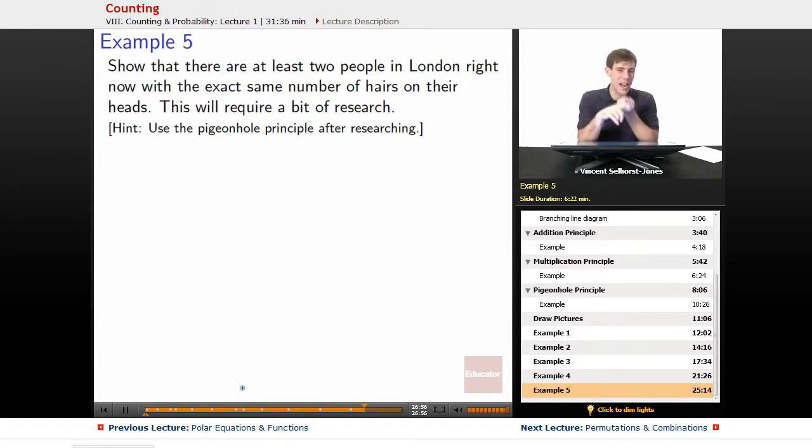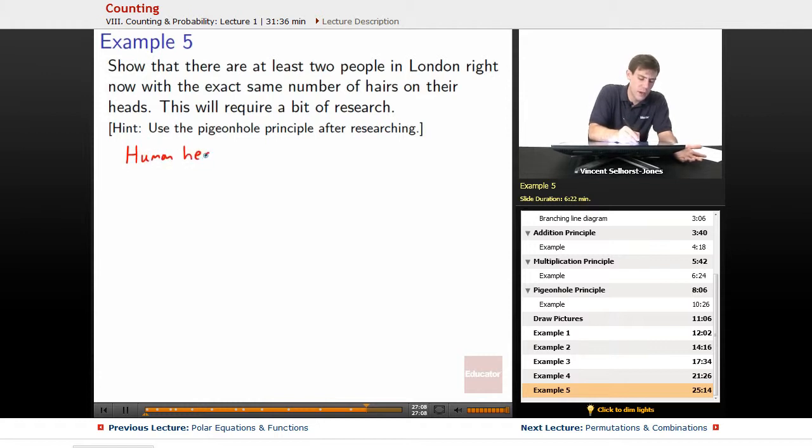So we're talking about hairs on heads, and we're talking about London. First let's look into hairs on a head. So we look into how many hairs are on a human head, assuming they have a reasonably full head of hair. A human head with full hair has around 100,000 hairs on it.